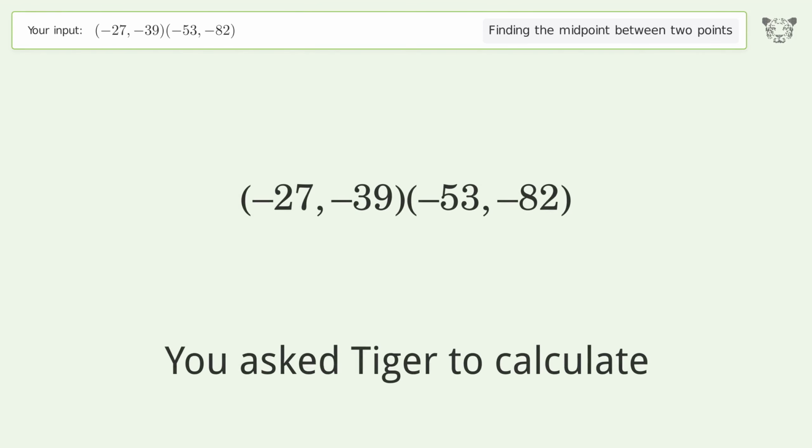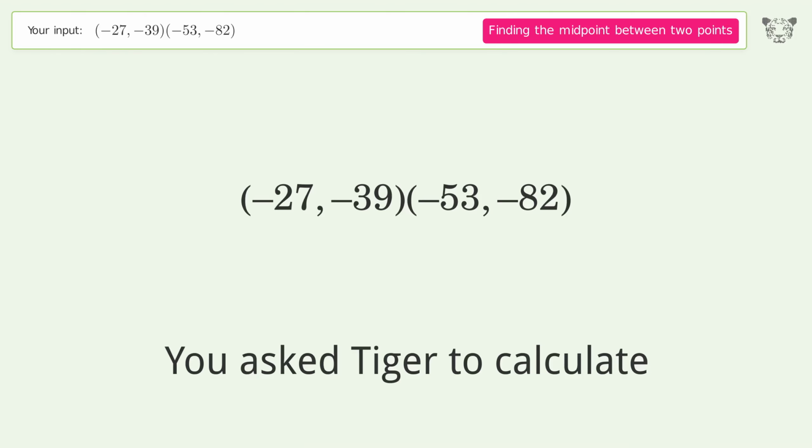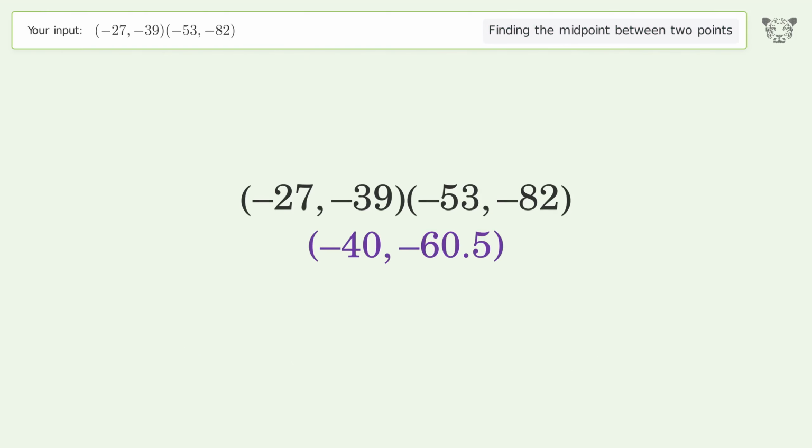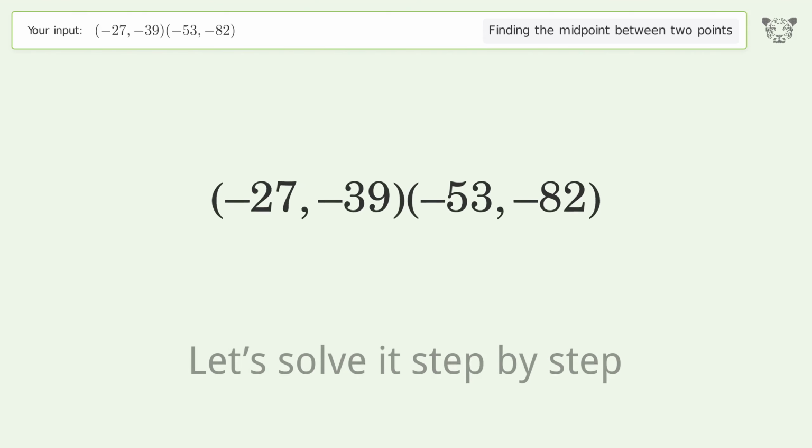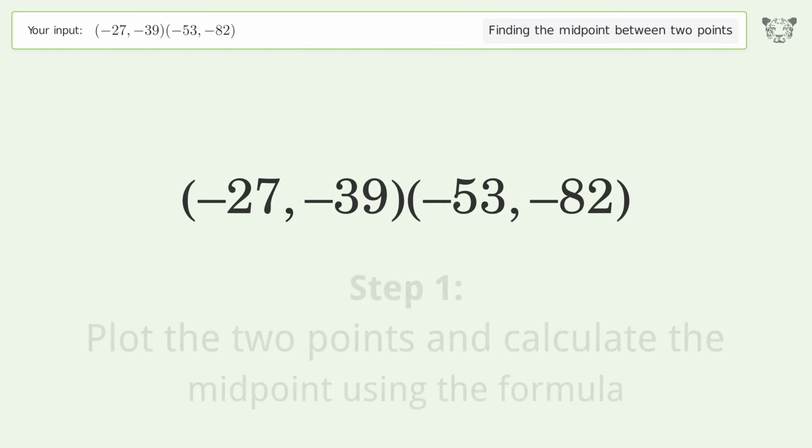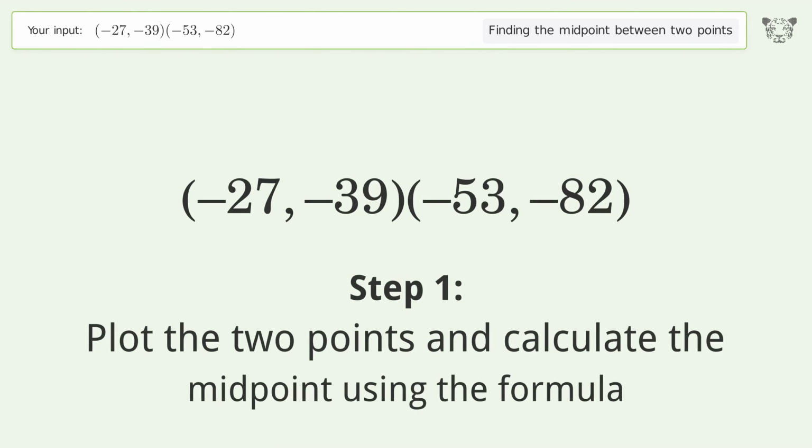You ask Tiger to calculate. This deals with finding the midpoint between 2 points. The midpoint between the 2 points is -40, -60.5. Let's solve it step by step. Plot the 2 points and calculate the midpoint using the formula.